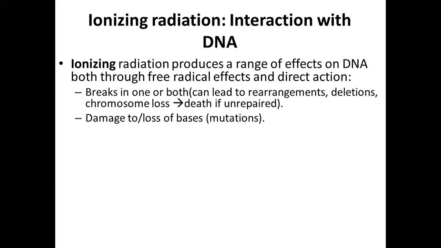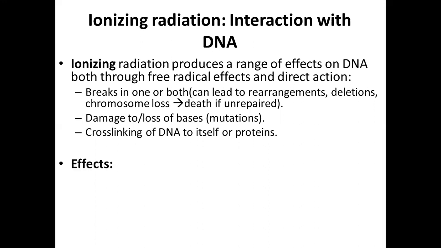These ionizing radiations also cause damage to and loss of bases, as explained earlier. They're going to damage the bases, leading to a loss of bases and hence causing mutations. They also cause cross-linking of DNA to itself or to proteins. Due to their effect, DNA is able to cross-link to itself, and they can also cross-link DNA to proteins.